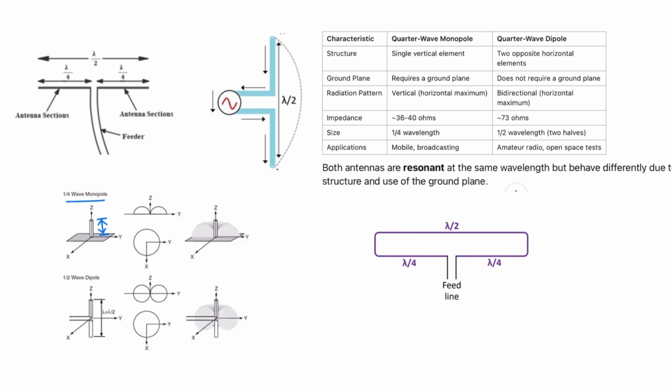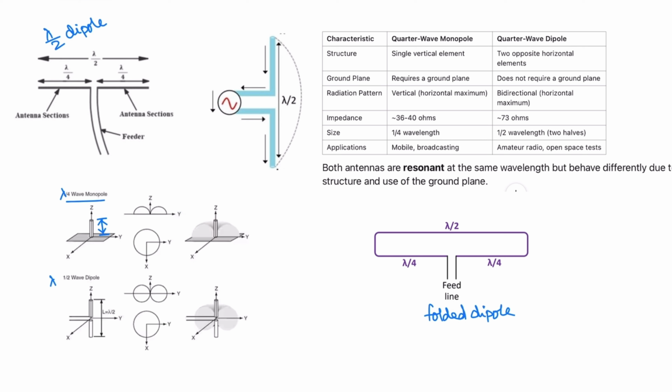For the quarter wave monopole antenna and the half wave dipole antenna, the structure is a single vertical element for the monopole, and two opposite horizontal elements for the dipole. The quarter wave monopole antenna requires a ground plane. A ground plane is not required in the dipole antenna. The monopole size is 1 by 4 of the wavelength. The dipole size is 1 by 2 of the wavelength. And this is the folded dipole. This is the lambda by 4 monopole and the lambda by 2 dipole antenna.